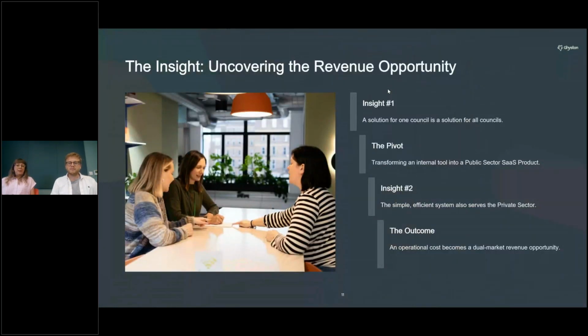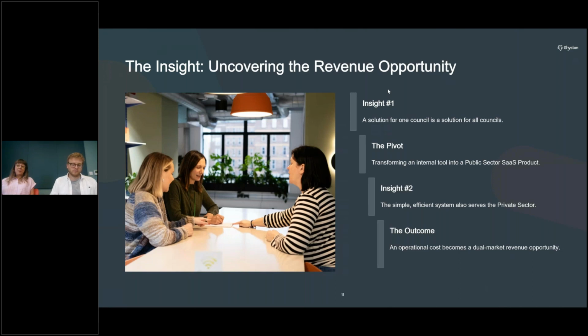So the exciting bit, which probably people will be most interested in, was the kind of revolution we had. So realisation that actually this bespoke solution we'd all co-created for Hampshire, one council, is actually a repeatable, valuable solution for all councils. And as a collective team, our vision for the project expanded from just an internal tool for Hampshire to actually the potential to be a public sector SaaS product. SaaS is software as a service.